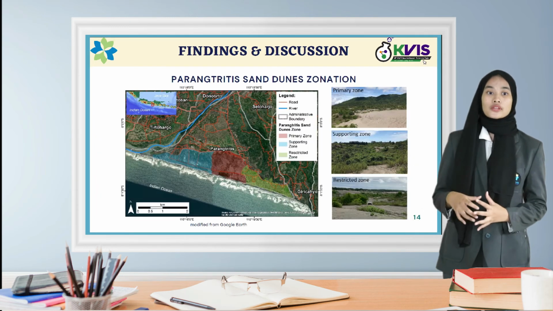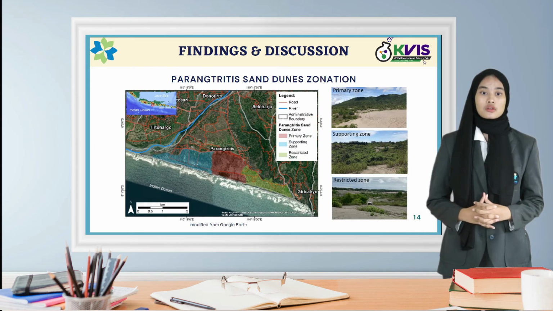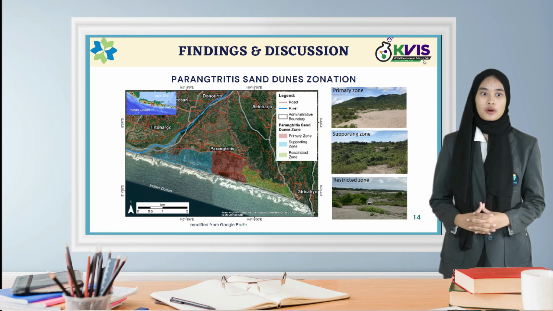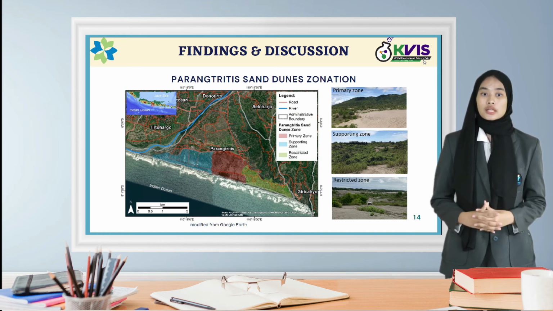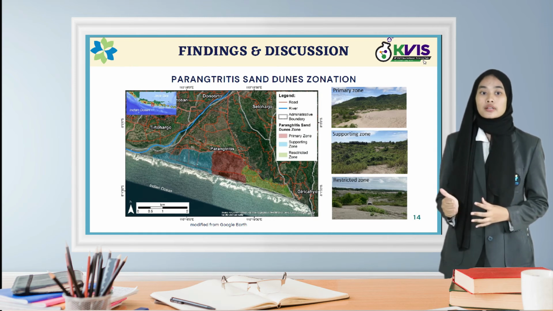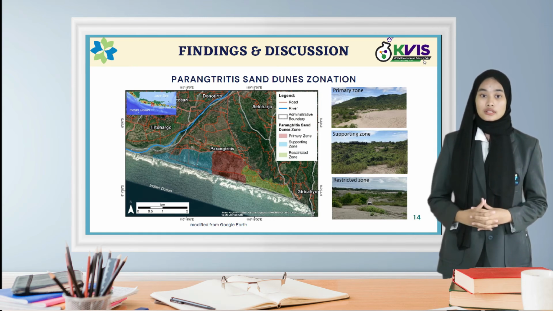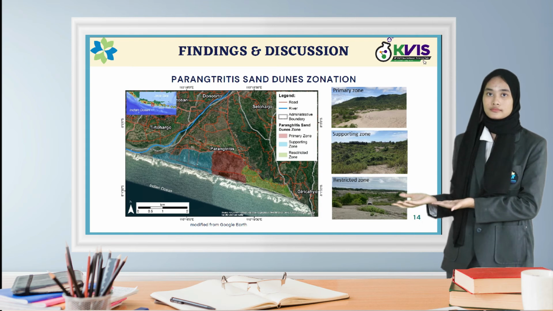Moving on, the increased damage to the sand dunes caused the Parangtritis Geomaritime Science Park Consortium to take firm action and create a zoning policy that divided the sand dune area into 3 zones, namely the primary zone, the supporting zone, and the restricted zone, as you can see in the figure.